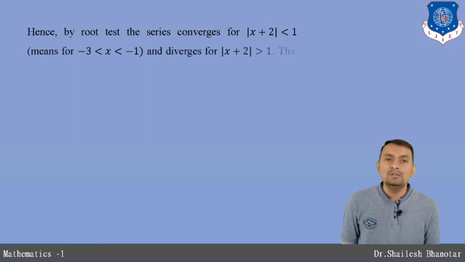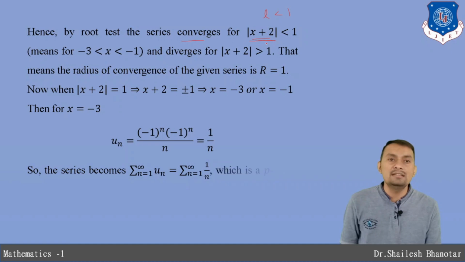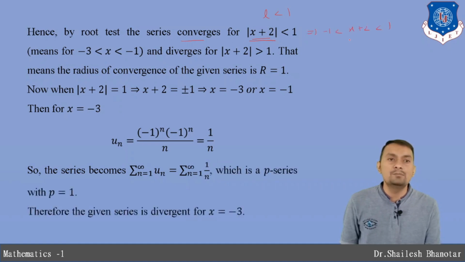The series is convergent whenever the limit, whatever it is, L, is less than 1. So |x+2| < 1, then the series is convergent, and this can be written as -1 < x+2 < 1. But I want only x, so I have to subtract 2 throughout. So -1-2 < x < 1-2. So I am left with -3 < x < -1, and that is what we have written.